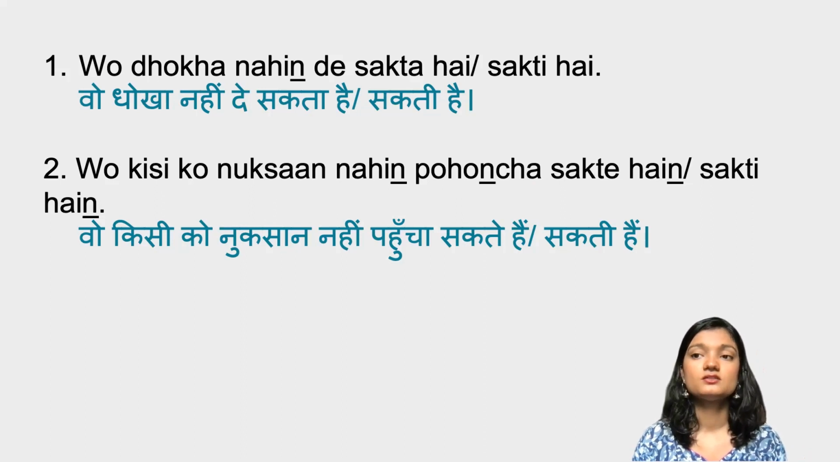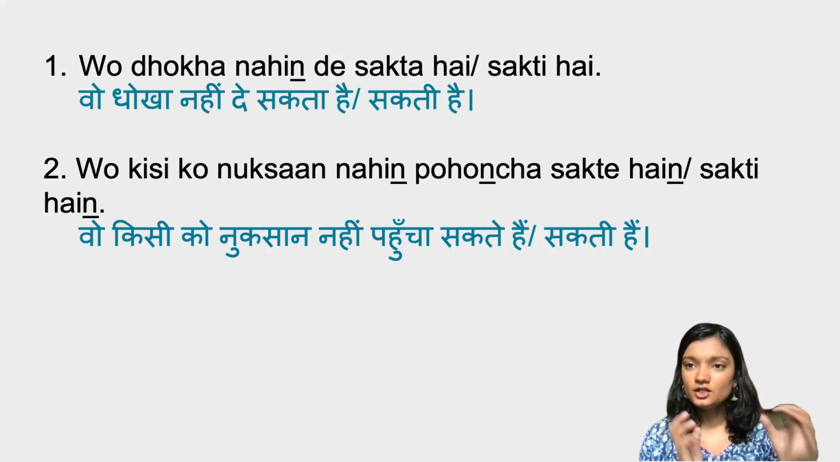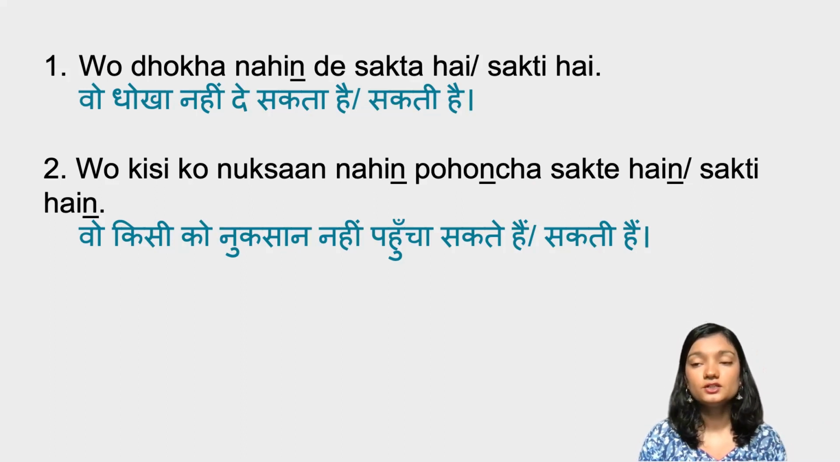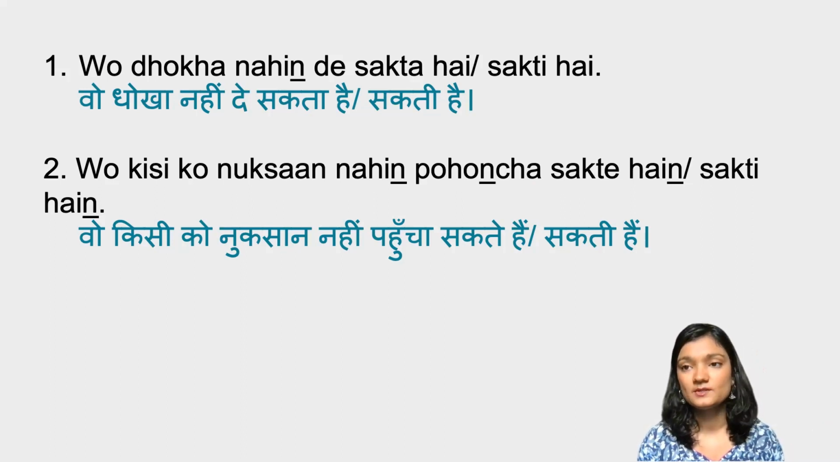According to the sentence, you are talking about a person's characters. You are mentioning somebody's character trait, that he or she is this kind of a person, that he can never or she can never cheat somebody. So whenever you want to express that too, you can use sakna in this manner, that he can never cheat. So nahi, when you use nahi, which means not, he cannot cheat.